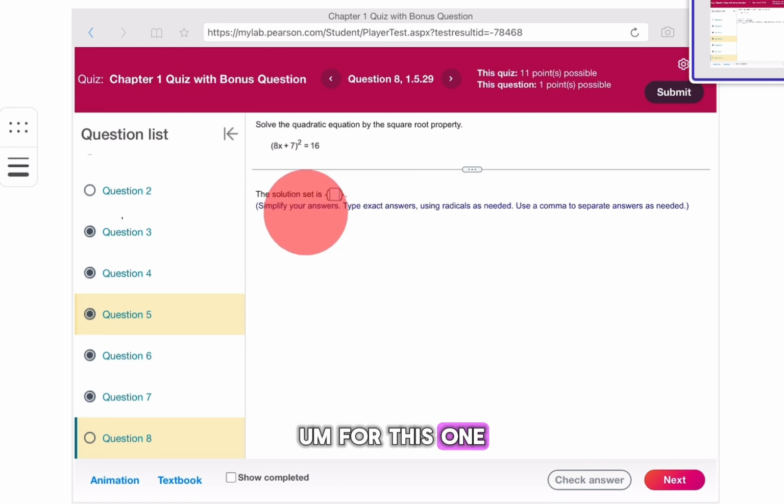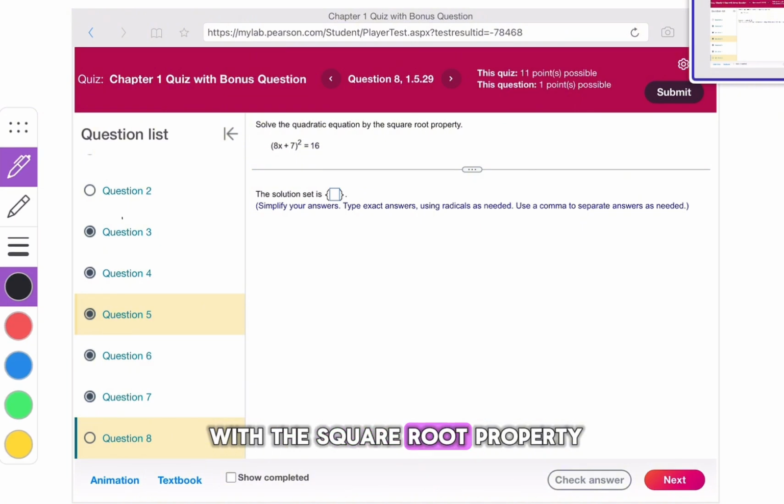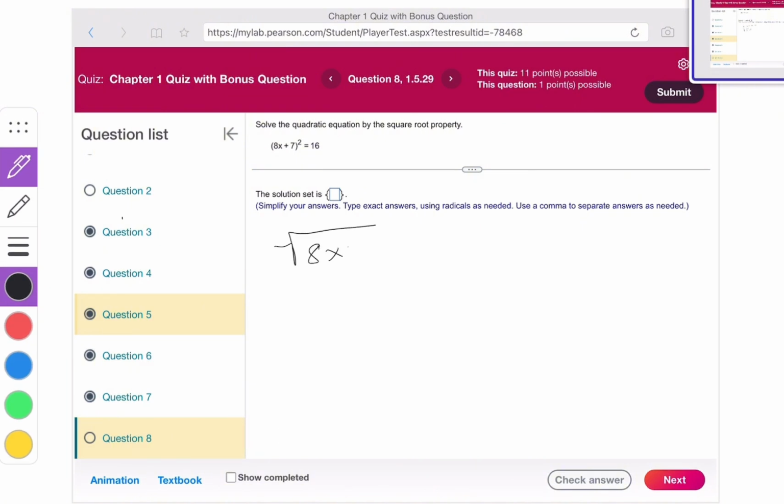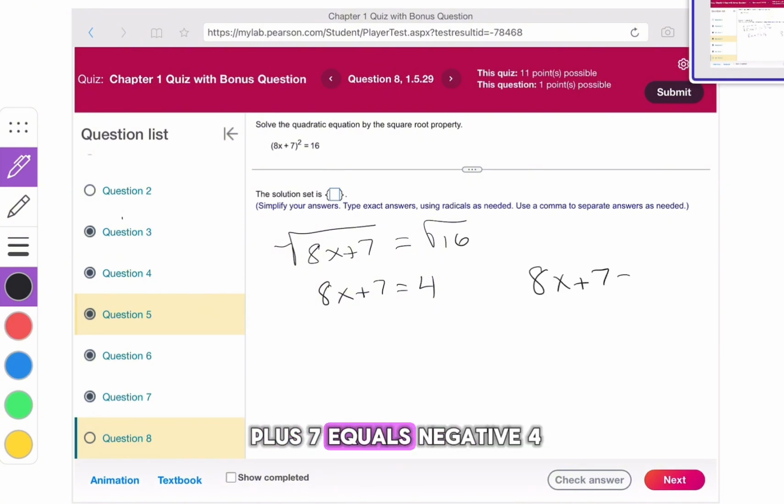For this one, you just solve it with the square root property. So you take the square root of both sides. Square root of 16. 8x plus 7 equals 4, and then 8x plus 7 equals -4.